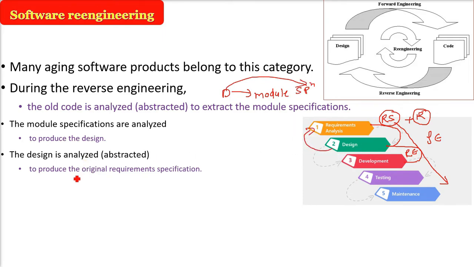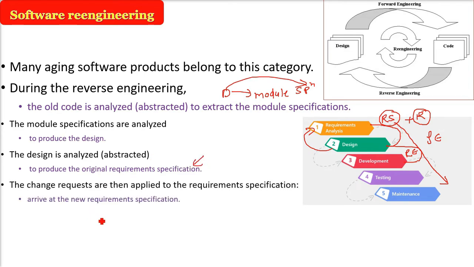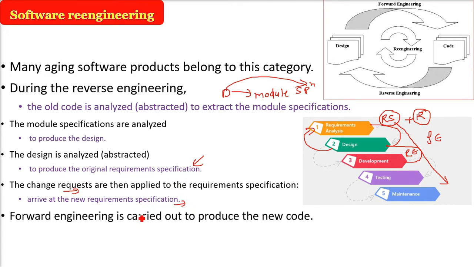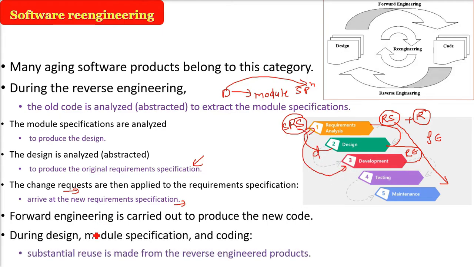So once you have the original requirement specification, which has come from design, which has come from the old code, now you add to this the change request. The change request or change proposals are then combined with the requirement specification. Now you arrive at the new requirement specification. Once you have the requirement specification, it is just like creating new software. So now you do the forward engineering to produce a new code. And during the design modification, module specification and coding, there is substantial reuse, because there are reverse engineered products we can use.